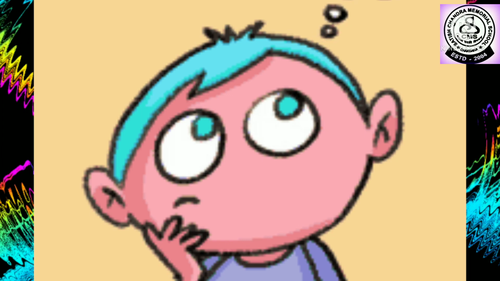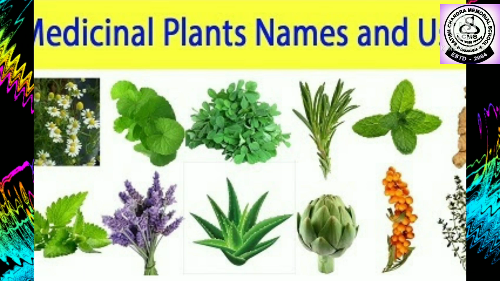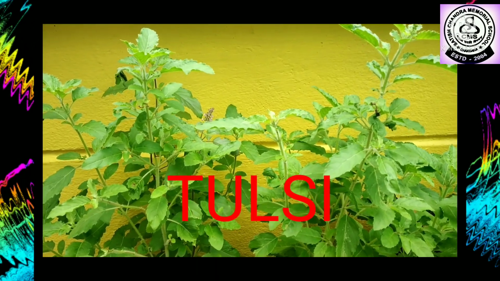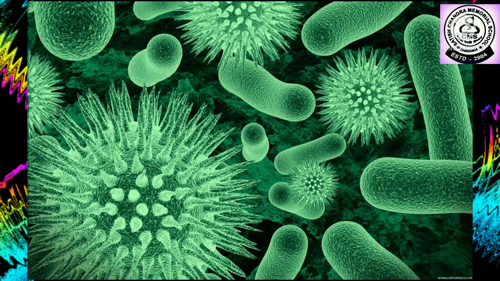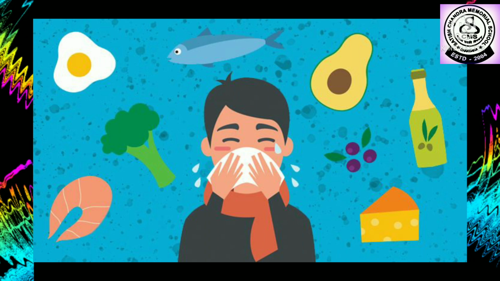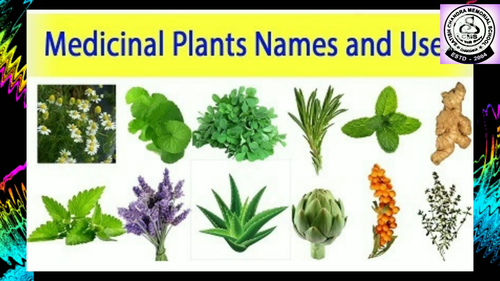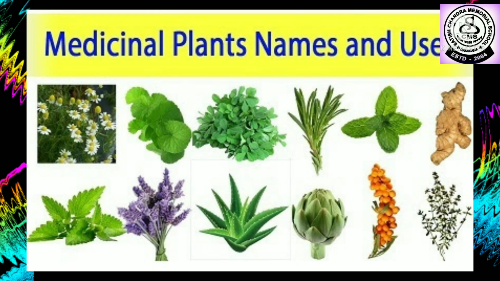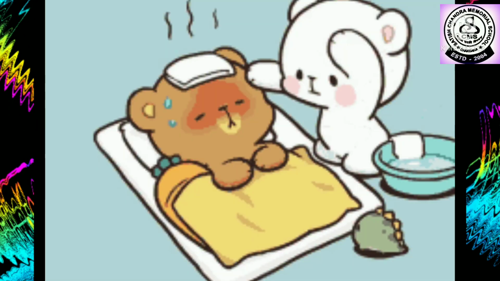Now children, you are thinking, what are medicinal plants? Yes, we get some medicines from this type of plants. Medicinal plants help our body to protect from some diseases. Like when we get sick, like cough and cold or any stomach infection, then this type of plants help us in immediate recovery from any severe cases.